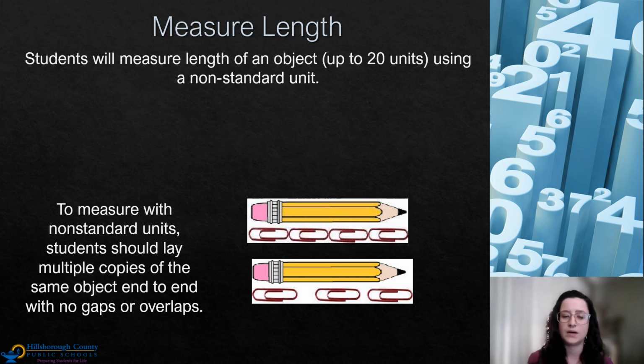If you look at the top pencil, you can see that the paper clips are lined up together and there are no gaps or overlap, and that is measured correctly, whereas the pencil below has gaps between the paper clips and is not an accurate measurement.